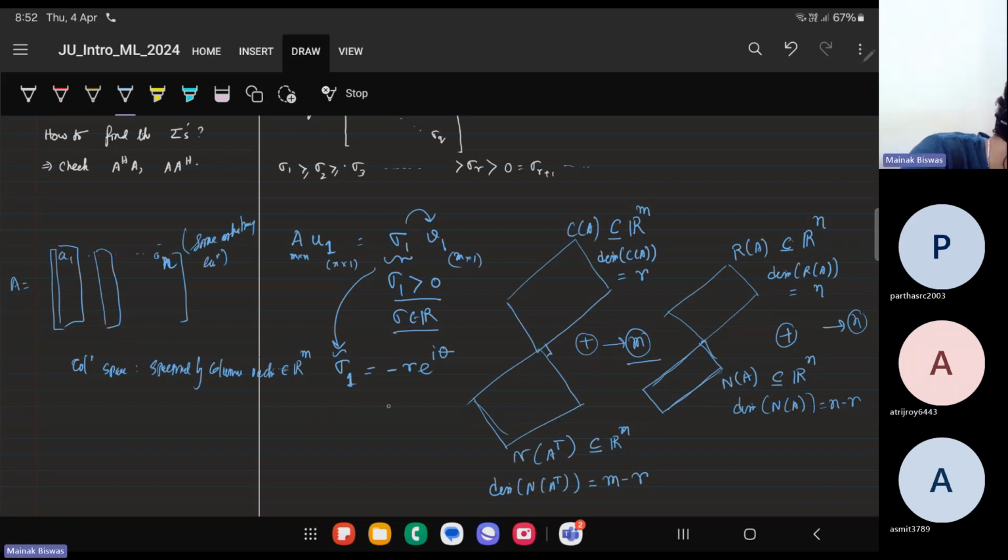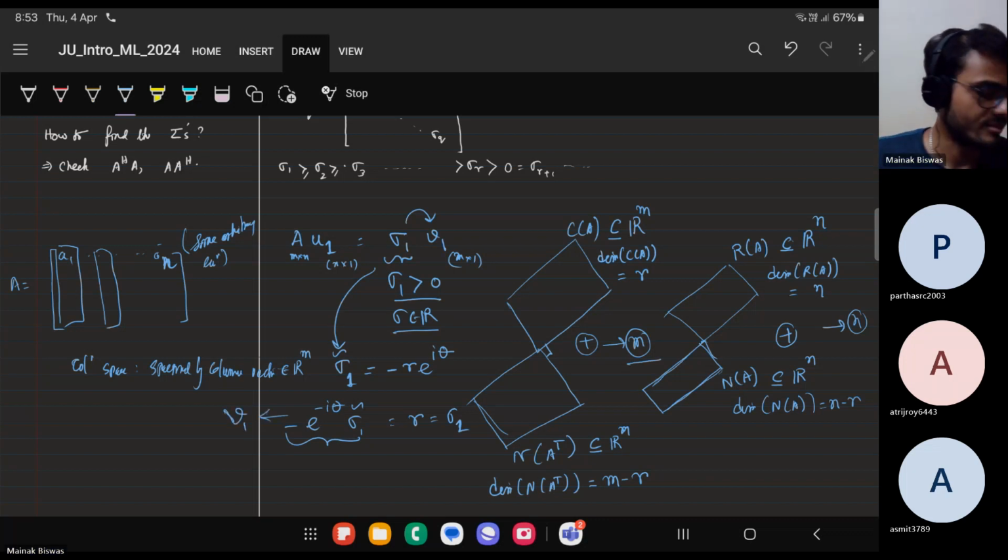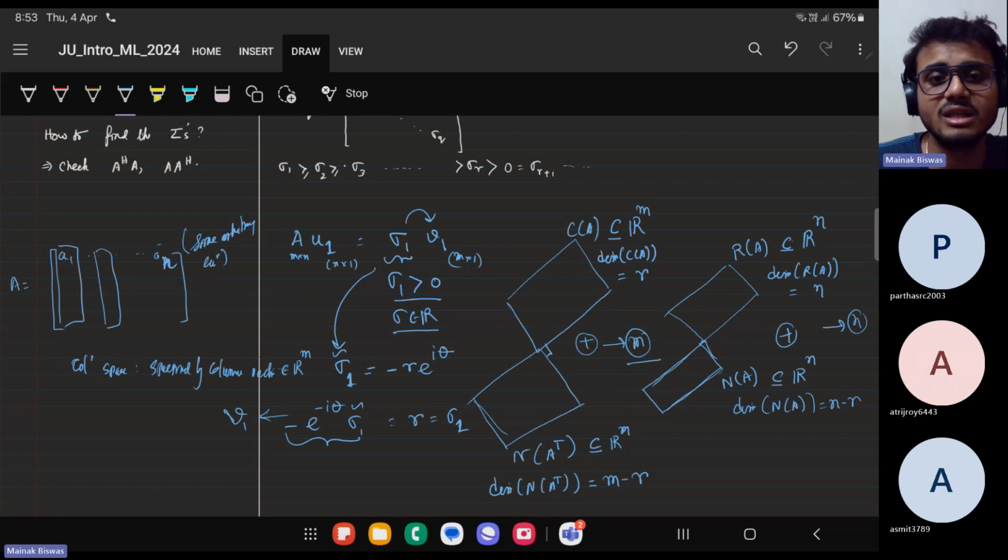So now if I just multiply minus e to the power I theta on both sides, I'll get R, and this I will say is sigma 1. And this I will multiply and absorb in V1. So this I always write. Whatever is complex and whatever is negative, I can always absorb it in the vector, right? Always keep this in mind, because we'll be using it later on. Is it okay? No queries?